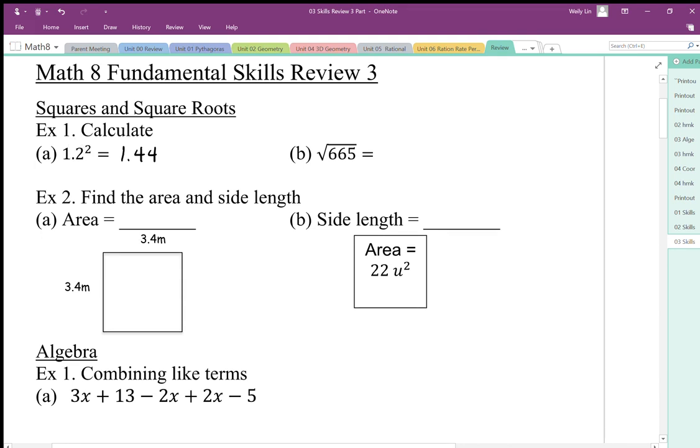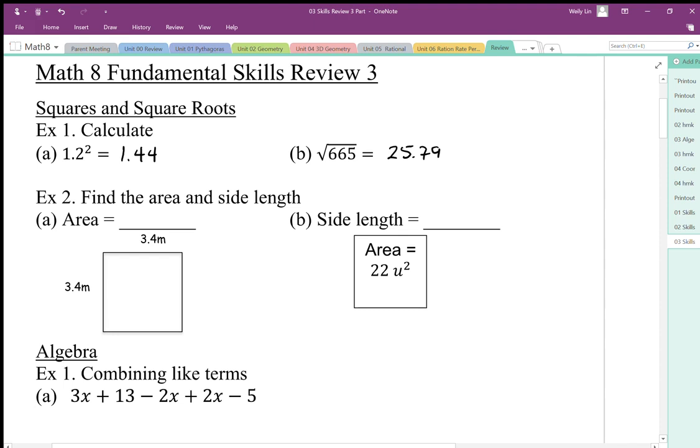If we have the square root of 665, we just put that in our calculator. We know it's got to be bigger than 25 because 25 squared is 625, and we know it's got to be less than 26 squared, which is 676 if I'm not mistaken. So from our calculator we get 25.787, so I'm going to round that to 25.79.